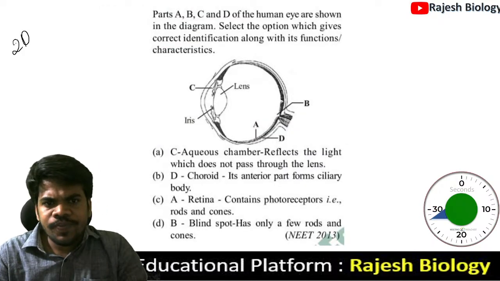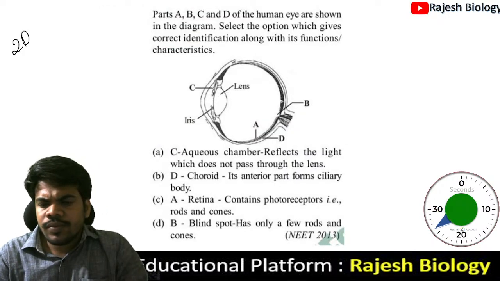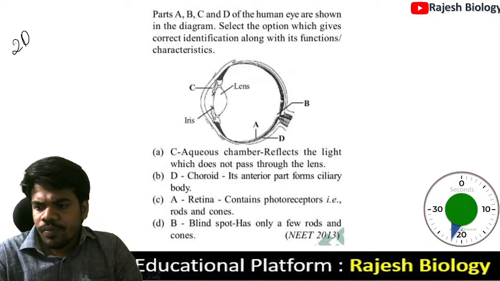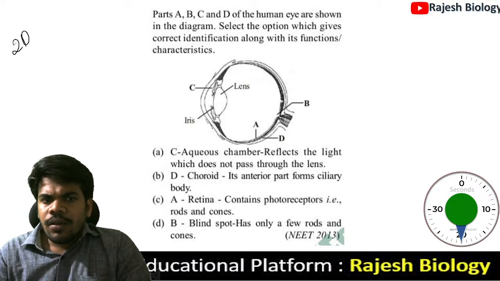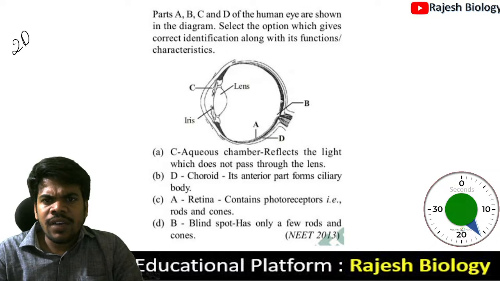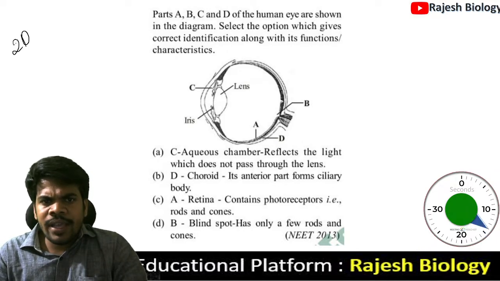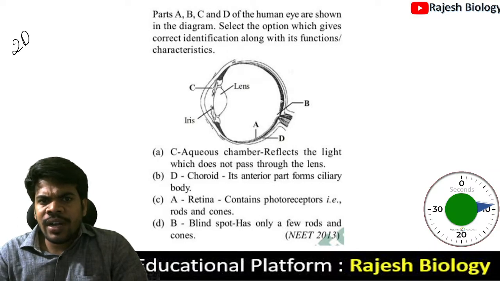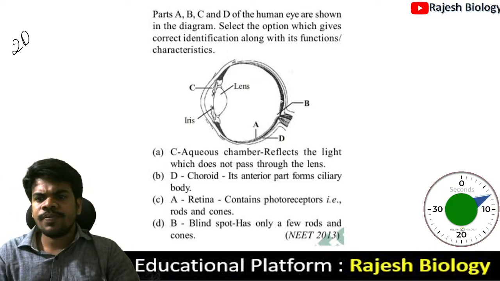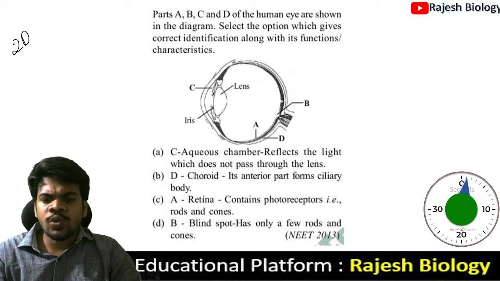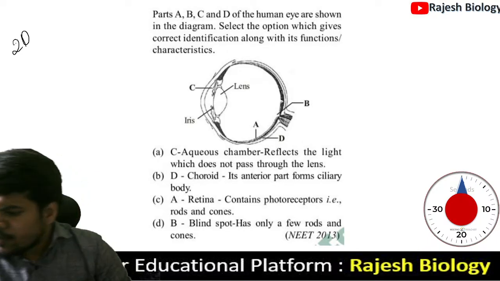20th question. Parts A, B, C, and D of the human eye are shown in the diagram. Select the option which gives correct identification along with its function. I'll give you the clue. 5, 4, 3, 2, 1.